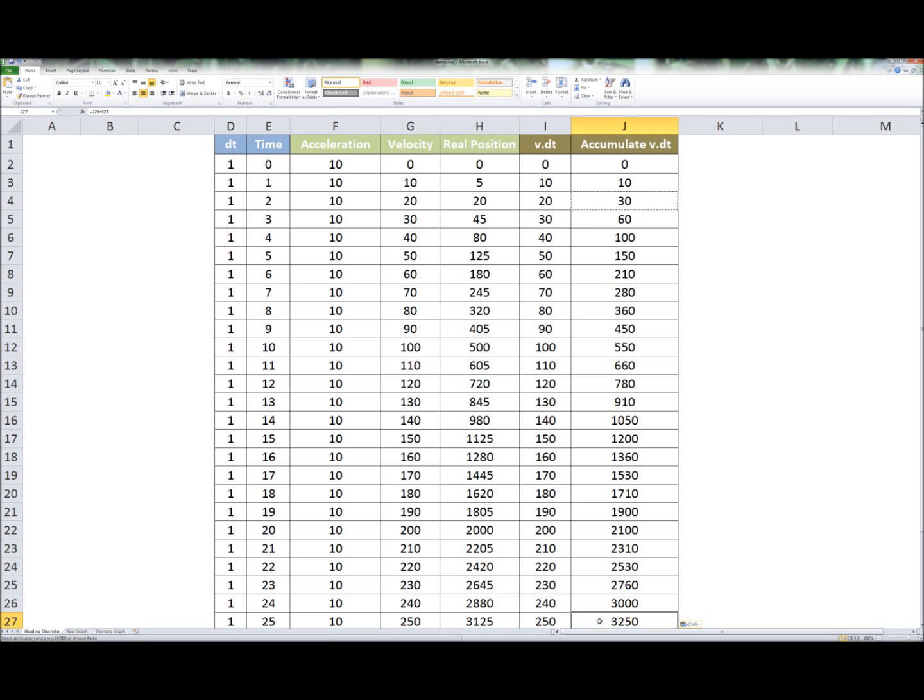However, notice that this distance, 3,250, is different than this one, 3,125. So where have I gone wrong? Well, actually, I haven't gone wrong. This is right. Unfortunately, this is a discrete simulation of a continuous world. So of course it's never going to quite match. Now remember the differentiation and integration thing, the area under the graph thing. Let's take a look at that for a second.